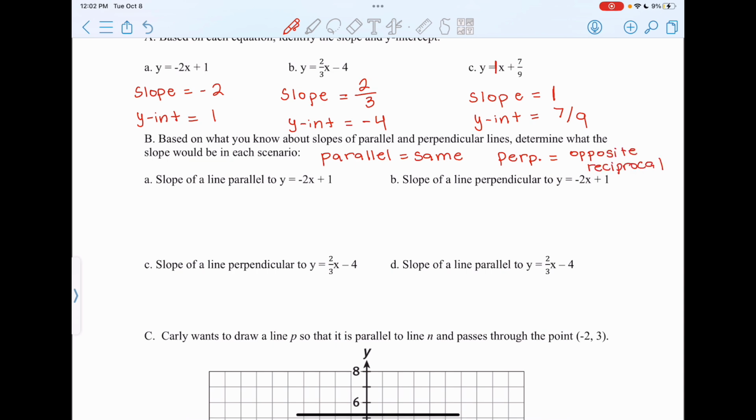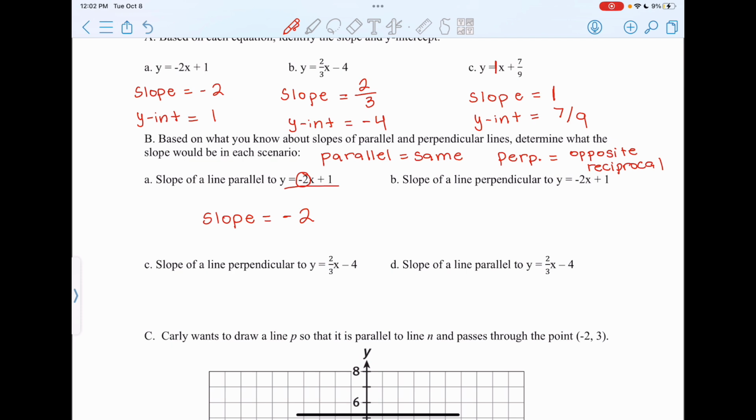So in A, it says, what is the slope of a line parallel to this line? Well, the slope of that line is negative 2, and parallel lines have the same slope. So a line parallel to this one would also have the slope negative 2. Parallel lines have the same slope, so the slopes should match.